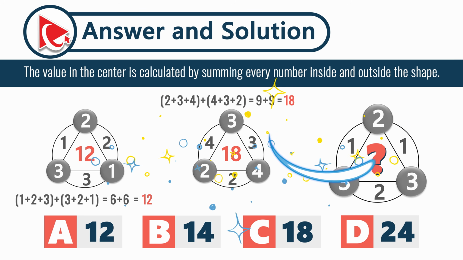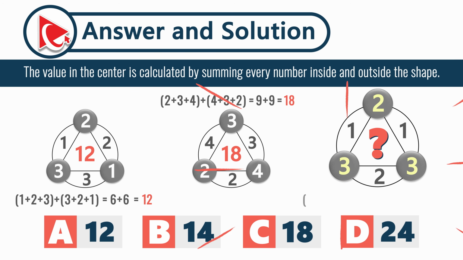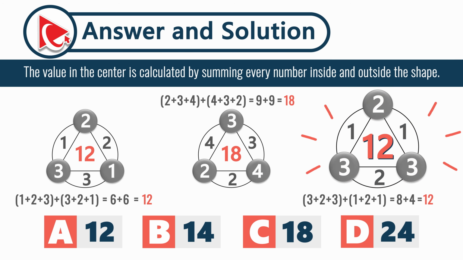And now it's the magic moment to calculate the missing number. Take a close look at the third shape. 3 plus 2 plus 3 plus 1 plus 2 plus 1 equals 8 plus 4 and equals 12. And the correct answer here is choice A, 12.